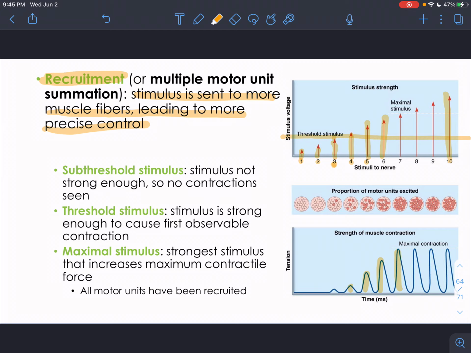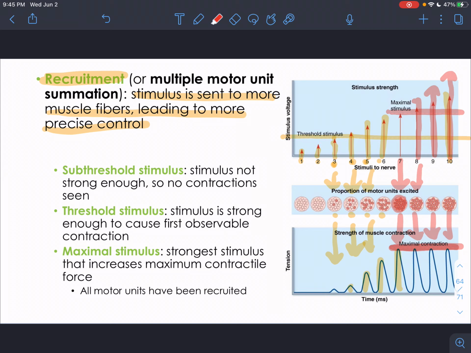That's because every time we increase the strength of the stimulus, we are recruiting more and more muscle fibers, and the more muscle fibers we recruit, the stronger the contraction is going to be. This happens only up to a certain point where we reach the maximum stimulus. So at 7 volts here, we have excited all of the muscle fibers, so we have reached maximal contraction. Even if we continue to increase the strength of the stimulus beyond this, there's no more muscle fibers that we can activate, so we're not going to create any stronger of a contraction because we're already at maximum muscle fiber recruitment.